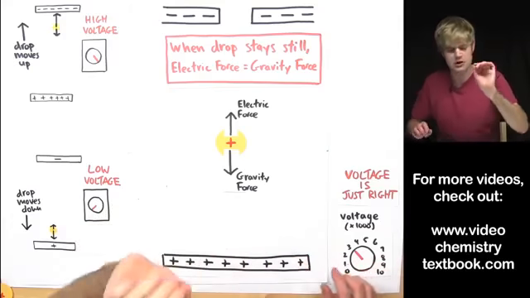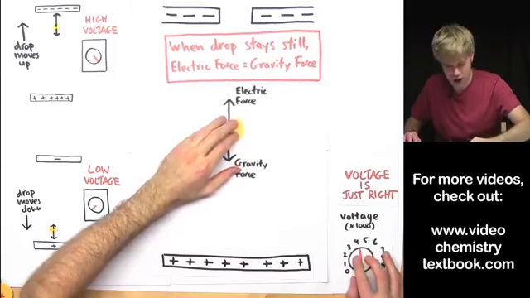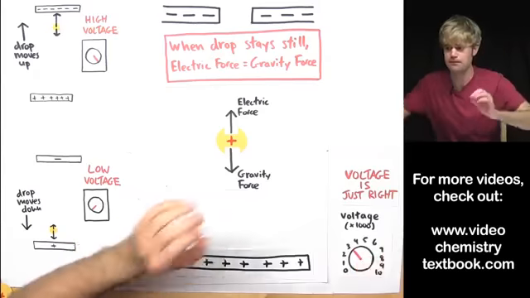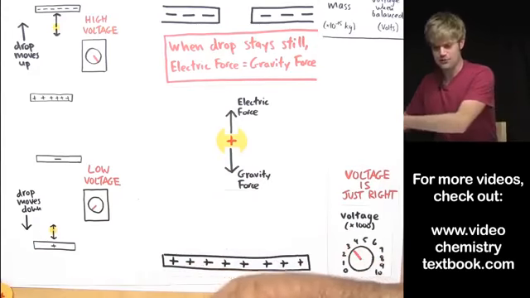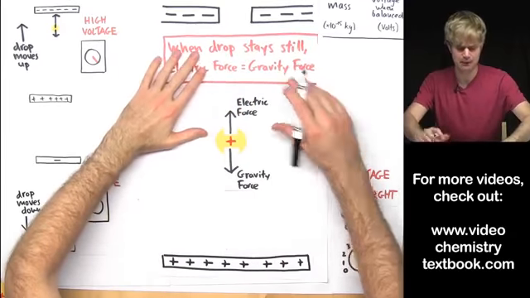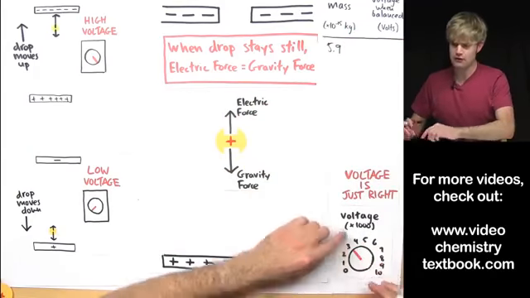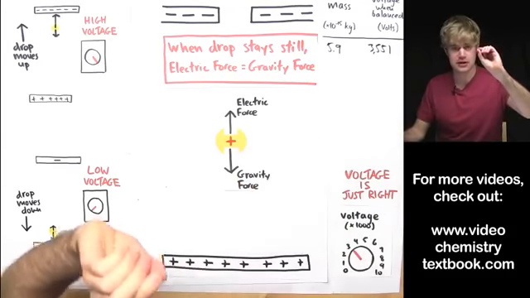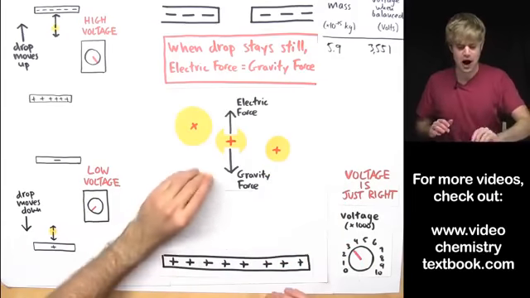They adjust the voltage, looking at a single drop, until they can get it just right so that the drop stays still. Now, they do this with many different drops. For each drop, they find a way to determine the mass of it, how much it weighs. So for this one, let's just say you write the mass down, and then they write down the voltage at which it balances, staying still. And they do this for many different drops.